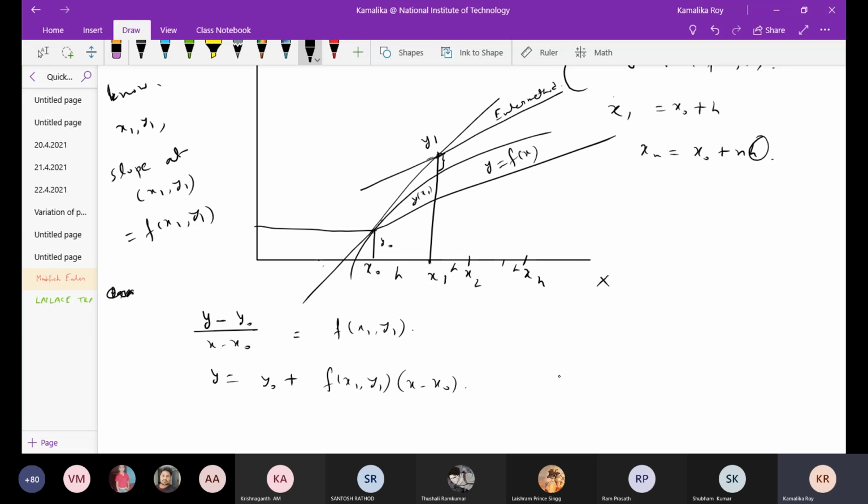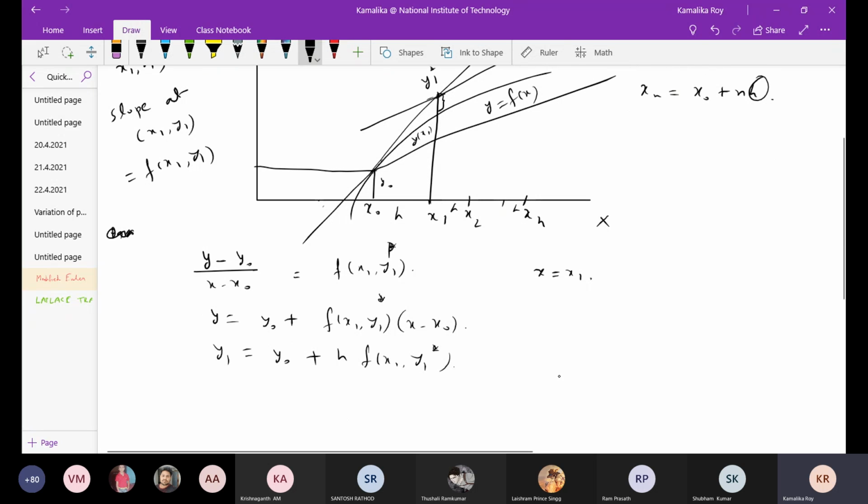So this we won't write as y1, we will write it as y1 star, because we are not taking this approximation as y1. Now if we put x equals x1, this will be y1 star equals y0 plus h f(x1, y1). Now we will take the average of these two.